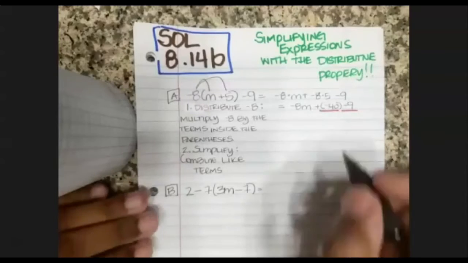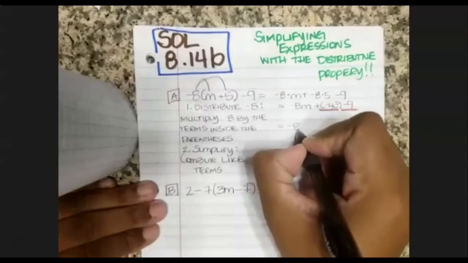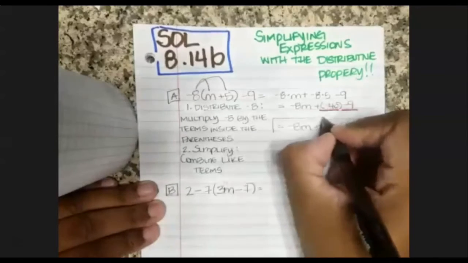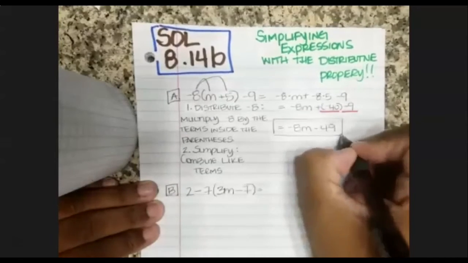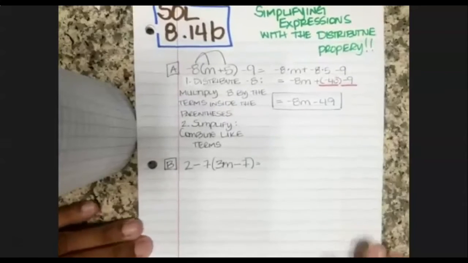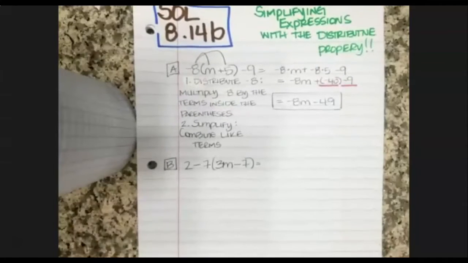So here I've identified two of my like terms. The negative 8m, I don't have anything to combine with that, so I'm going to just bring that down. And then I have negative 40 minus 9, which is negative 49, and I'll write that as simply minus 49.